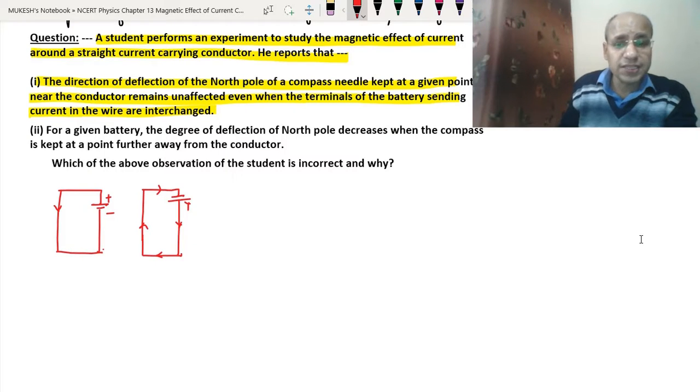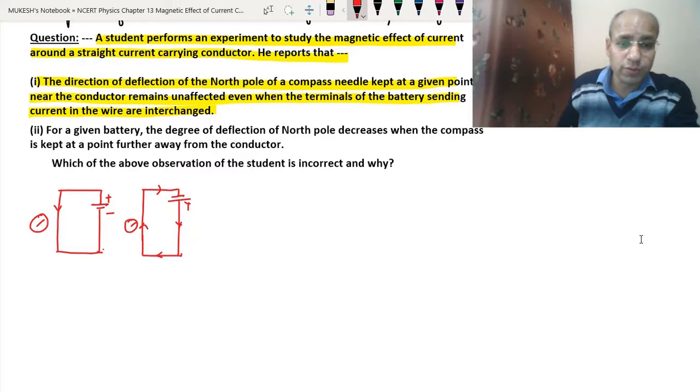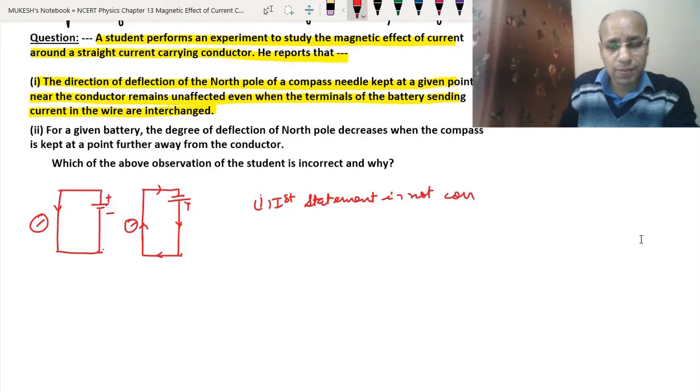So what does he say? That if we keep the compass needle here and if we keep the compass needle here, the direction of deflection is going to be the same in both cases. But that is not the case. That means this statement is wrong. So you can say that the first statement is incorrect.